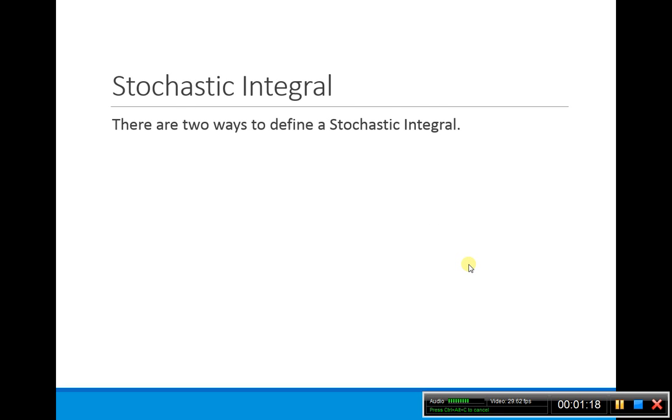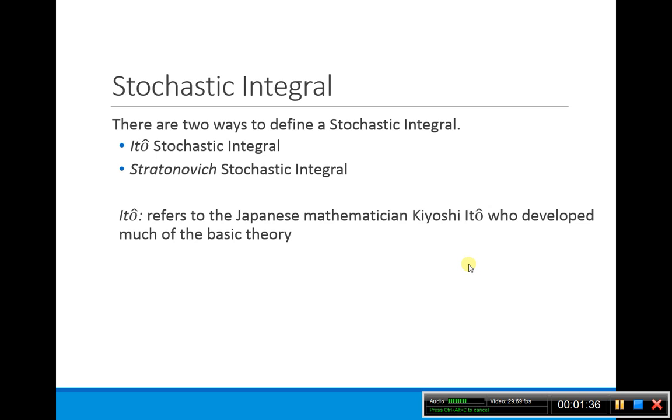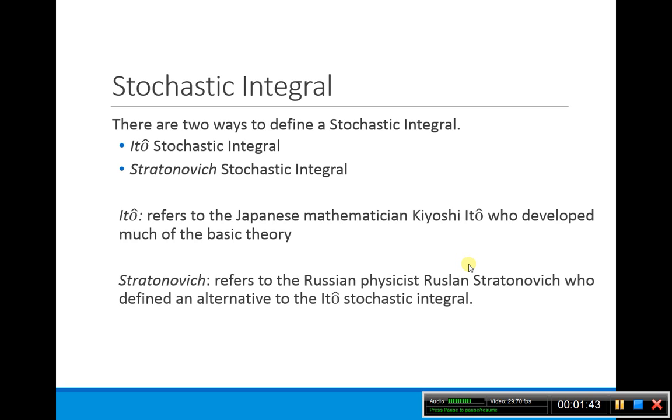There are two ways to define a stochastic integral. The one that we're going to be looking at is the Itô stochastic integral. And another one, I'm not exactly sure how you say this name, but Stratonovich, I'm not good with these names, stochastic integral. The Itô stochastic integral is named after a Japanese mathematician who developed much of the basic theory. The Stratonovich stochastic integral is named after a Russian physicist who defined an alternative to the Itô stochastic integral, another way of doing this.